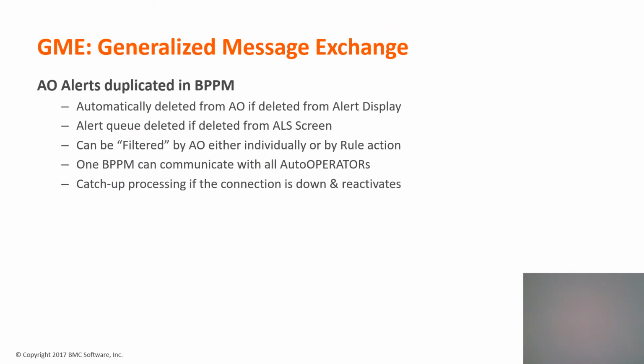Auto Operator alerts can be duplicated in BPPM via the Generalized Message Exchange, or GME. These alerts are automatically deleted from AO if they're deleted from the BPPM alert display. Also, the alert queue is deleted if deleted from the ALS screen. Your alerts can be filtered by AO either individually or by rule action, and one BPPM can communicate with all instances of Auto Operator. Also be aware that catch-up processing is available if the connection is down and it comes back available.